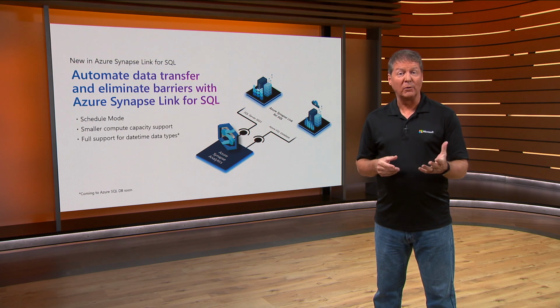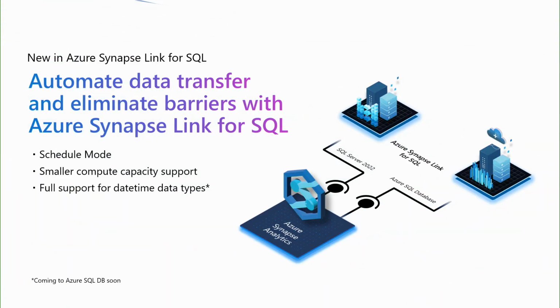First, Schedule Mode will allow you to schedule when Synapse will ingest data into SQL pools, which can help you save costs if you don't want to continuously ingest data. We have also introduced smaller compute capacity support, which reduces the minimum number of cores per link connection from 8 to 4 to lower costs for smaller scale workloads. And finally, we now have full support for datetime and time data type precisions.